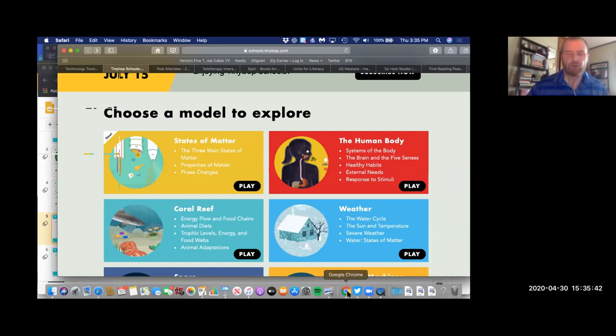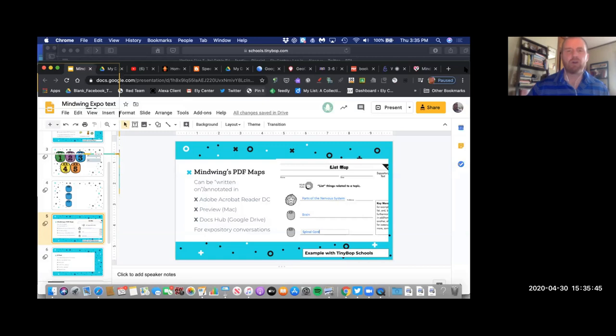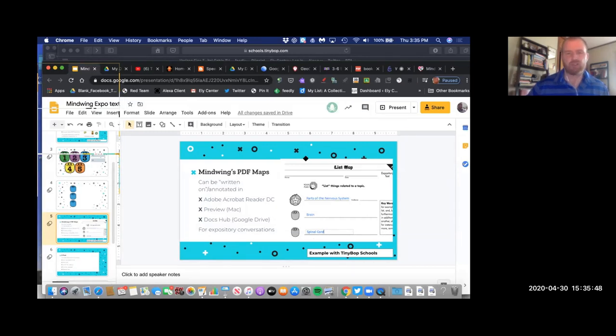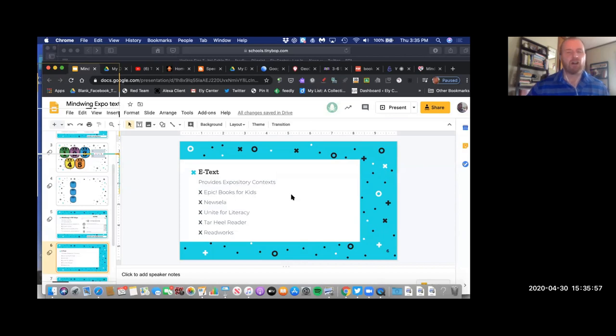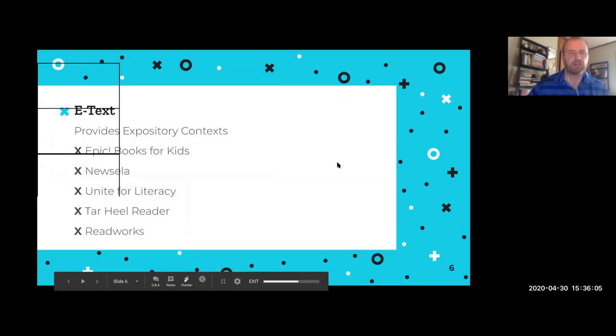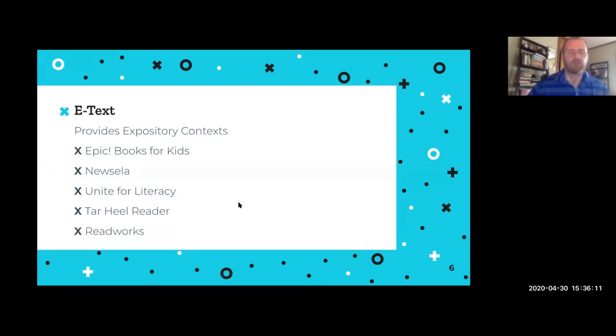And you can make your own maps that would go with those. You could do this either through the PDF or through creating your own in slides there too. There are a lot of great places that provide expository context through e-text, and I'm going to just show you briefly a few of them. We could use some of these for narrative language, or they're also filled with expository context. And now that you know to look for list, sequence, description, compare, contrast, and so on, you'll find them in all sorts of places.